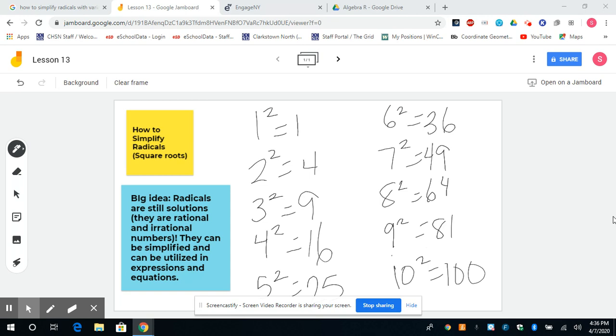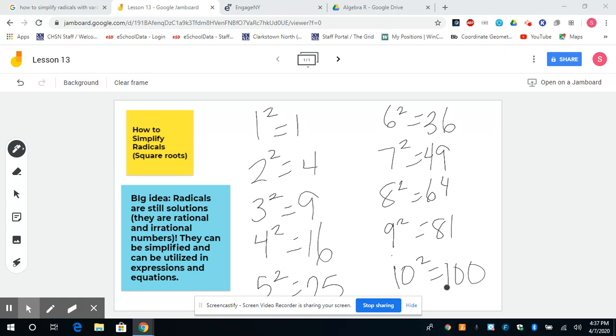Sometimes it's easier just to leave them as a radical if they can't be simplified, and they can still be utilized in expressions and equations. So the big idea for this unit is that we're finding solutions to an equation, and our values aren't always just whole numbers. They can be decimals, fractions, or radicals, and we need to know how to simplify them and when to simplify them.